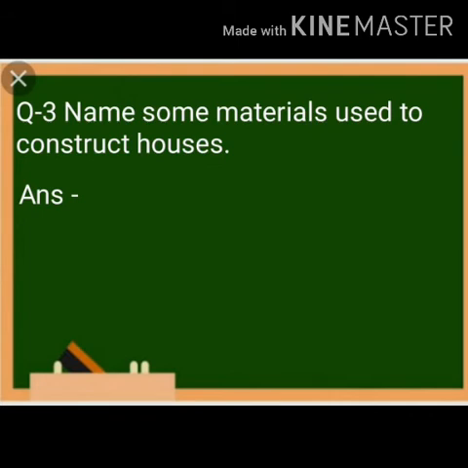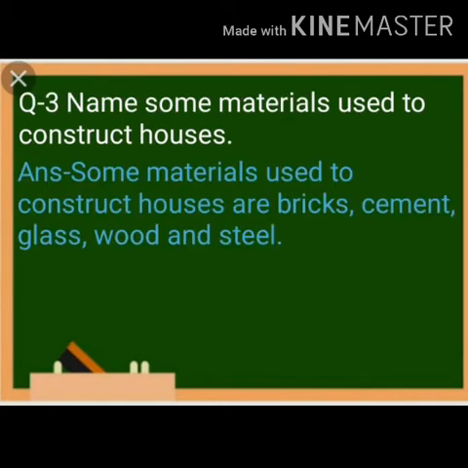Now question third. Name some materials used to construct houses. Now the answer is that some materials used to construct houses are bricks, cement, glass, wood and steel. I repeat it once again. Some materials used to construct houses are bricks, cement, glass, wood and steel.